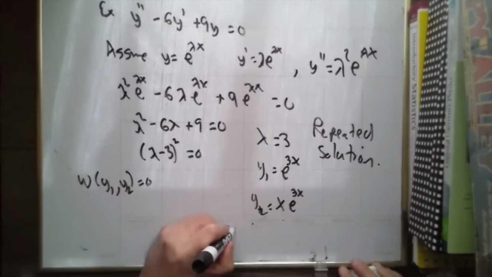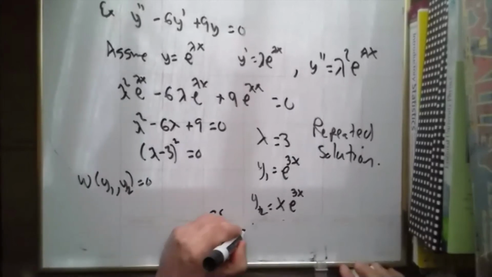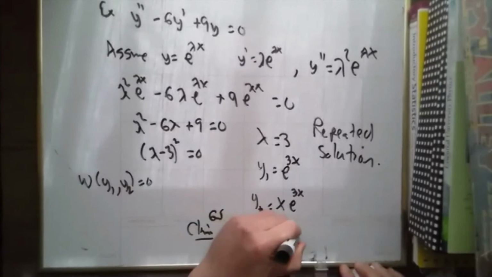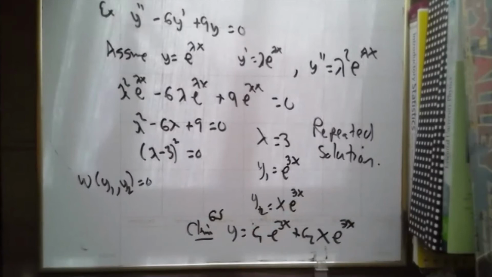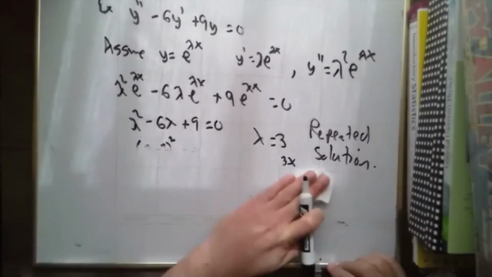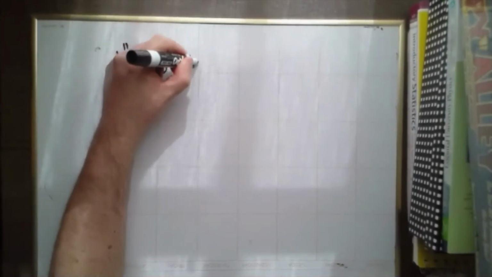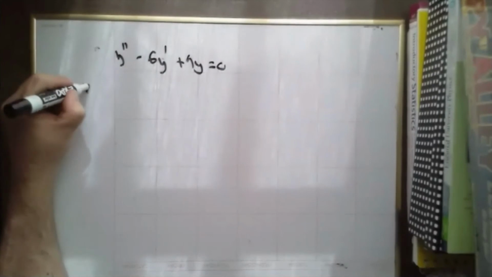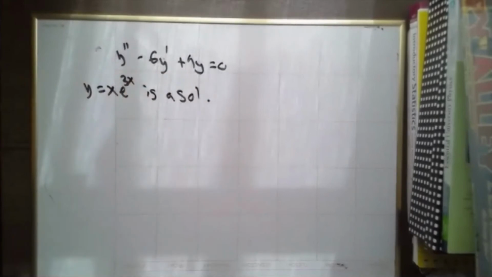So first, let's write down here, I claim that my general solution will be C1 e to the 3x plus C2 x e to the 3x. I wish I hadn't erased my DE. What was it? That. And I claim y equals x e to the 3x is a solution. Let's check that.